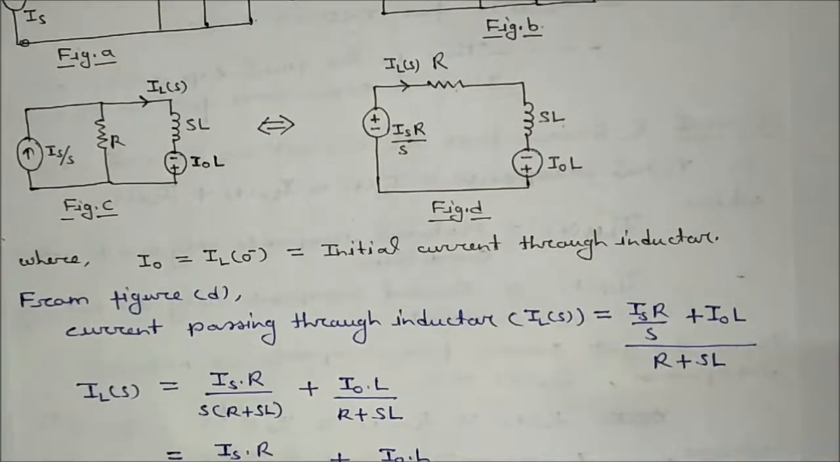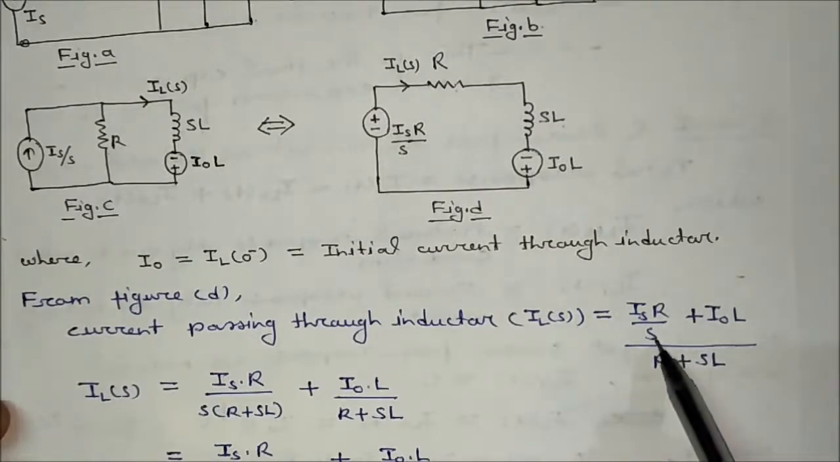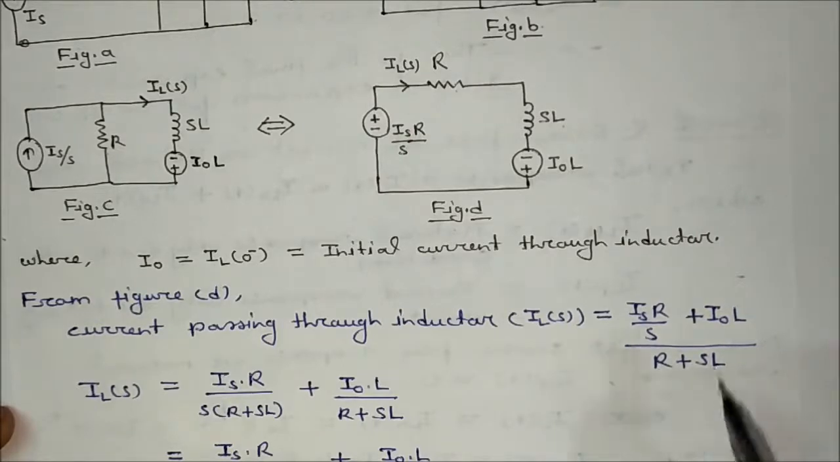Is it okay? Now if we reduce this one, we can break it into two sections like this: Is into R divided by S, divided by R plus SL, plus I naught L divided by R plus SL.